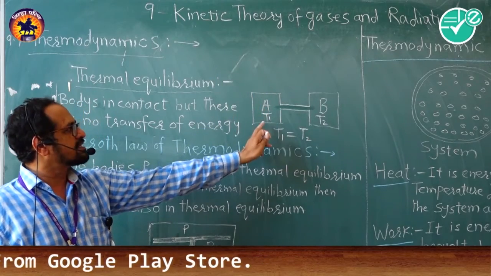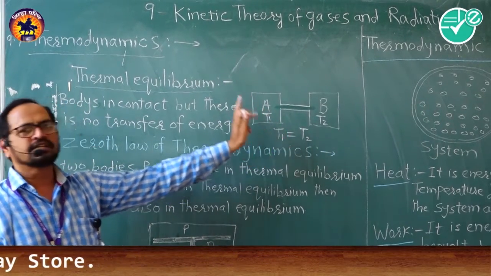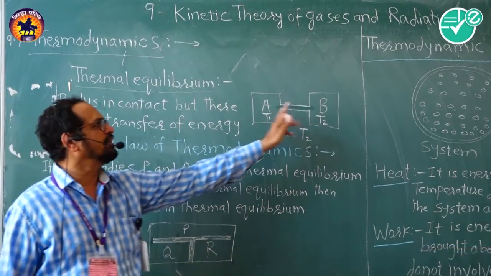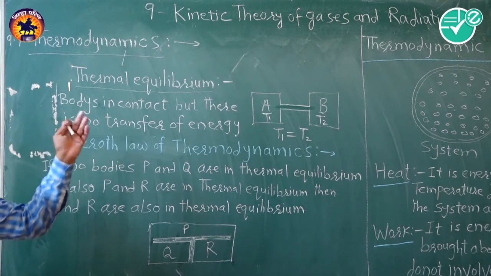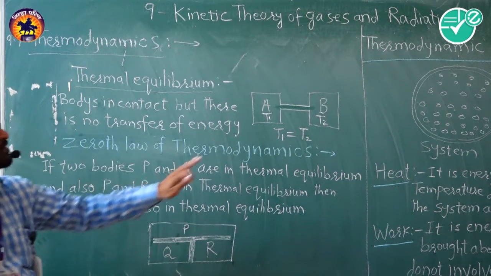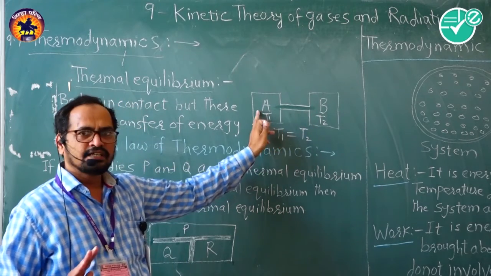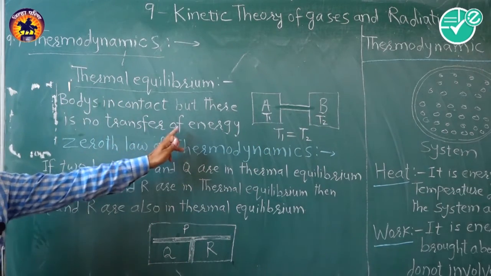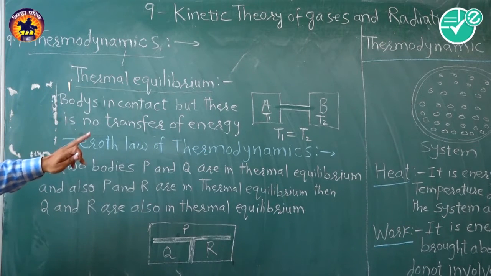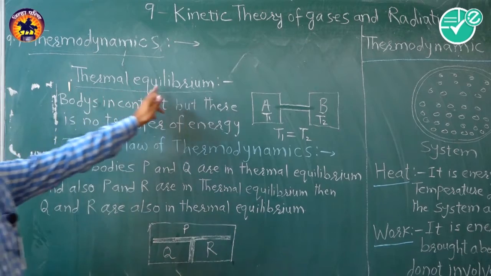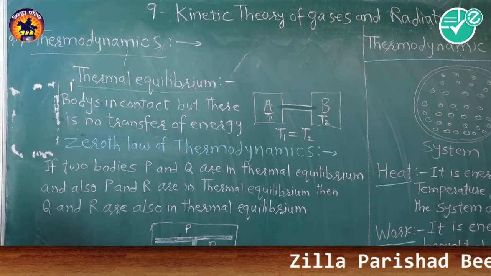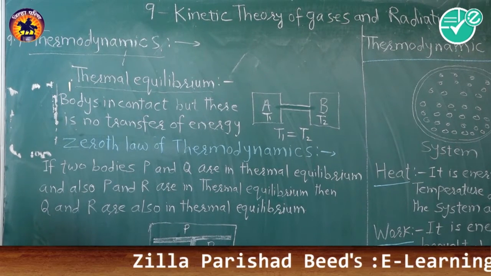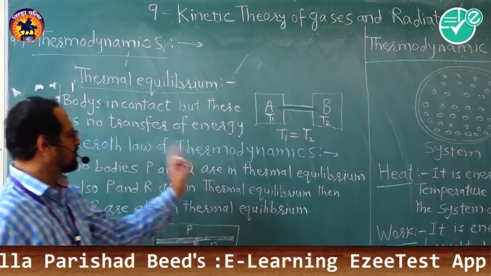When two bodies have the same temperature, there is no transfer of heat. Transfer of heat is possible only when there is a difference between the temperatures of the two bodies. But as here there is no difference in temperature, there is no transfer of heat, and that position is called thermal equilibrium of the system. Now, with the help of this thermal equilibrium concept, we can understand the zeroth law of thermodynamics.